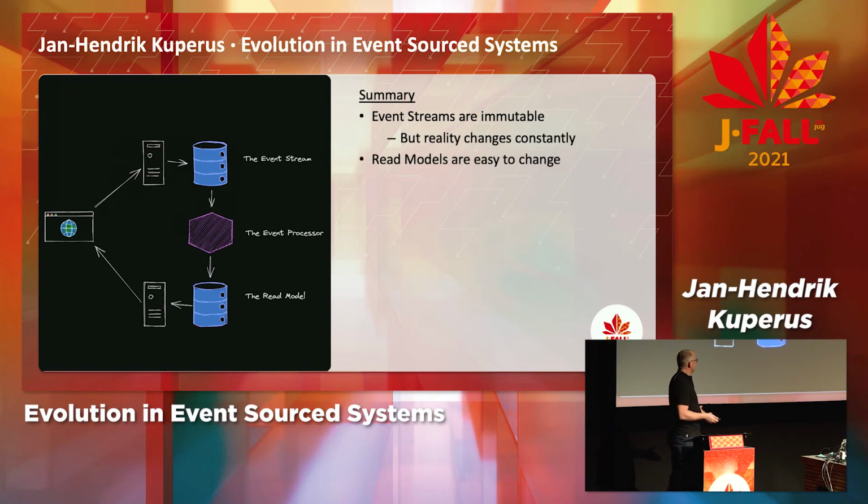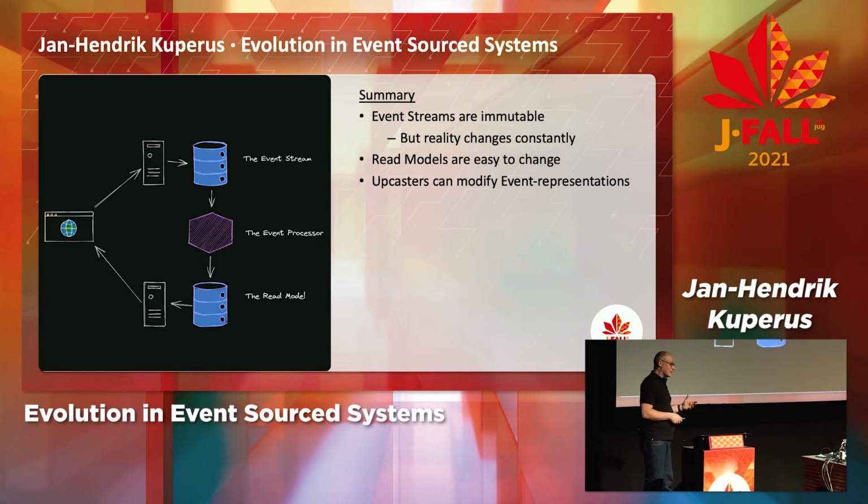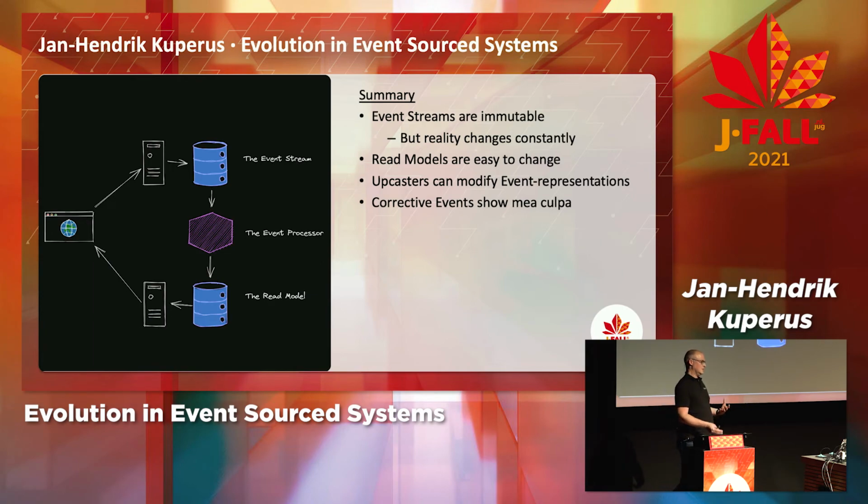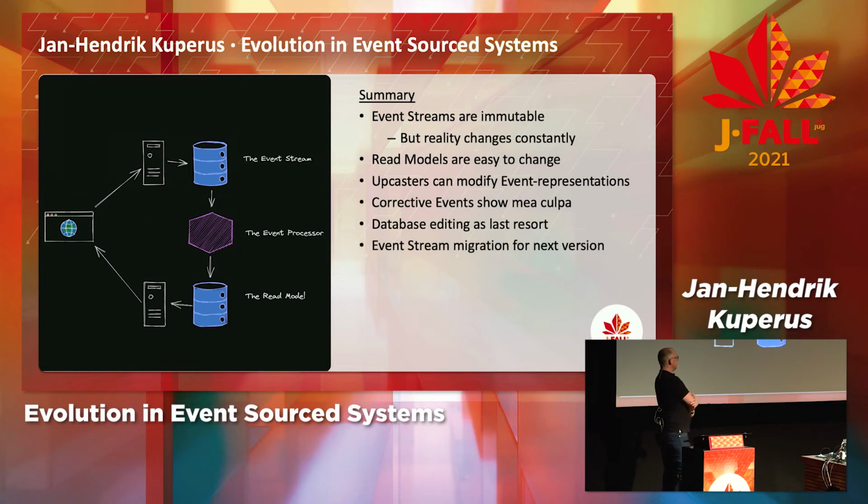So read models were easy. Events were relatively easy with upcasters if you have small things to do. Corrective events is a very good way to show a mea culpa if you've made a mistake that you want to fix, and be able to show people that you fixed it. And then database editing is definitely a last resort. I think I've iterated over it at least 4 times now, so that's almost as many times as Brian said that you should rate sessions. So I guess it should stick now. And then the event migration path for moving to a new application while using your old events as a source.